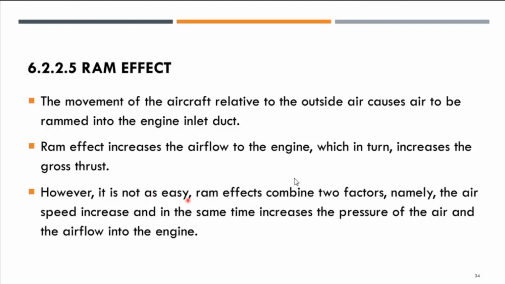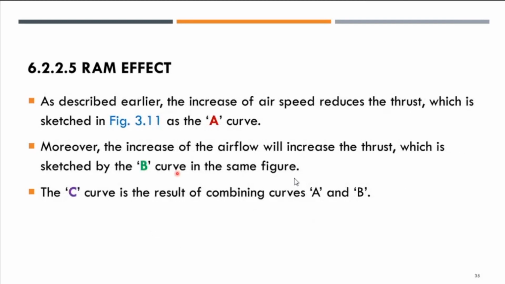Ram effect combines two factors, namely the airspeed increase and at the same time the pressure increase of the air and the airflow into the engine. As described earlier, the increase of airspeed reduces thrust, which is denoted by curve A in figure 3.11. The increase of airflow will increase the thrust, mass airflow, m dot, which is sketched by curve B, and curve C results from the combination of curves A and B. Let us look into what the curves are all about.